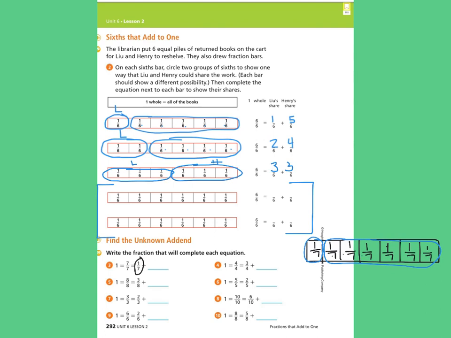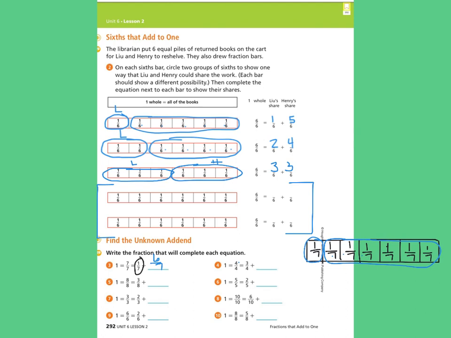That's 1, 2, 3, 4, 5, 6 sevenths. 1/7 plus 6 sevenths equals 7 sevenths. Number 4, 1 equals 4 fourths. Remember, if you have the same number on top as you do as the bottom, that's always 1.